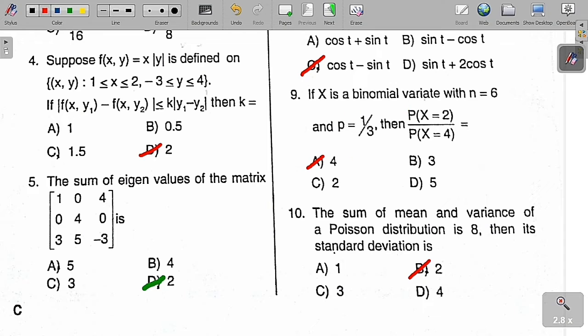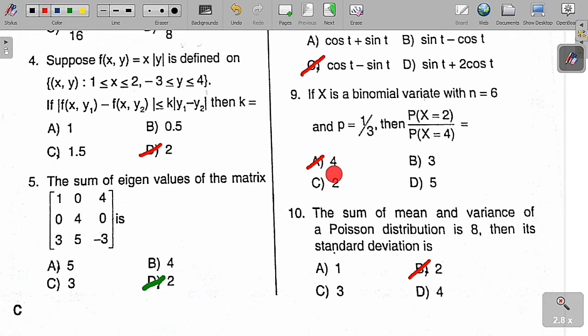So now we are going to solve another question. See the question here. If x is a binomial variate with n equal to 6 and p equal to 1 by 3, then we need to figure out p of x equal to 2 by p of x equal to 4. Basically, a binomial variate follows a binomial distribution. X is a binomial distribution with number of trials equal to 6, and the probability of success is 1 by 3. And we need to figure out the ratio of p of x equal to 2 and p of x equal to 4.